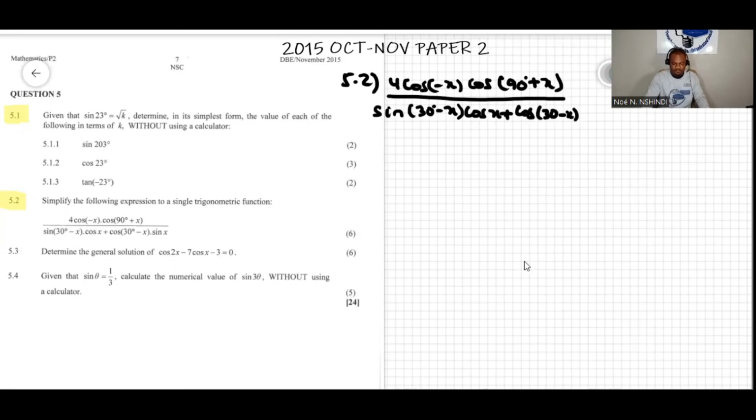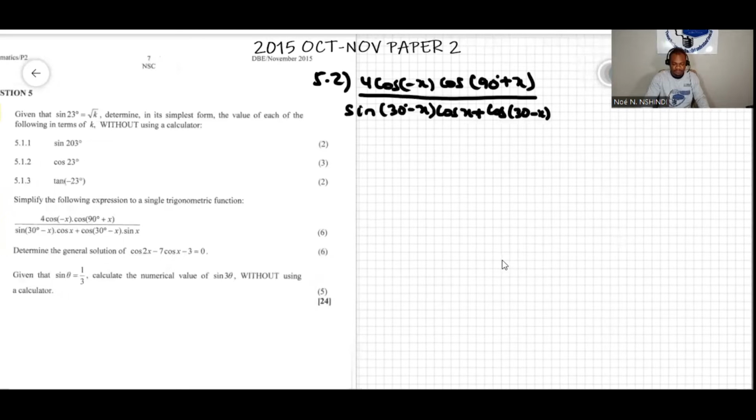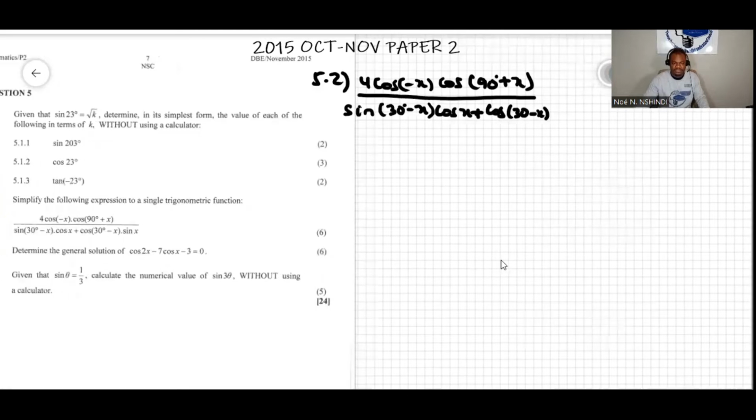times sine x. So right now we can reduce the trigonometric expression by using some formulas for reducing trigonometric functions. Let me start with the first one at the numerator over here.